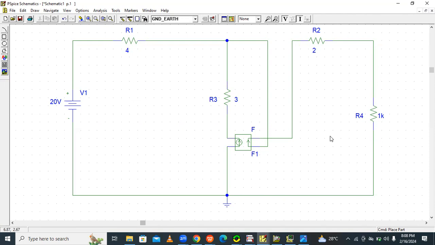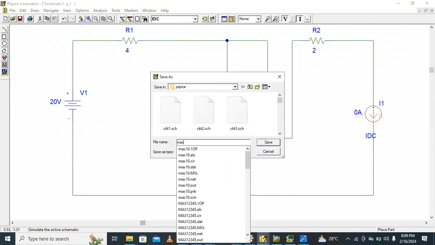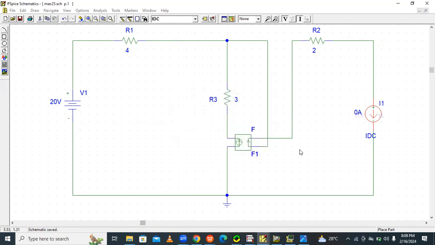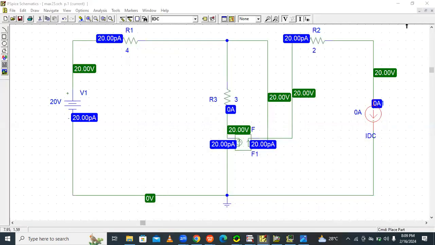So how to find the Thevenin's voltage? Just place a dummy current source IDC here, and then simulate. Save, max. What is the voltage across this dummy current source? 0 amps, which means open circuit. What is the voltage? 20. That is the source voltage. So take a point and place it here. That voltage is 20 volts. This is called Thevenin's voltage. The open circuit voltage is the Thevenin's voltage.